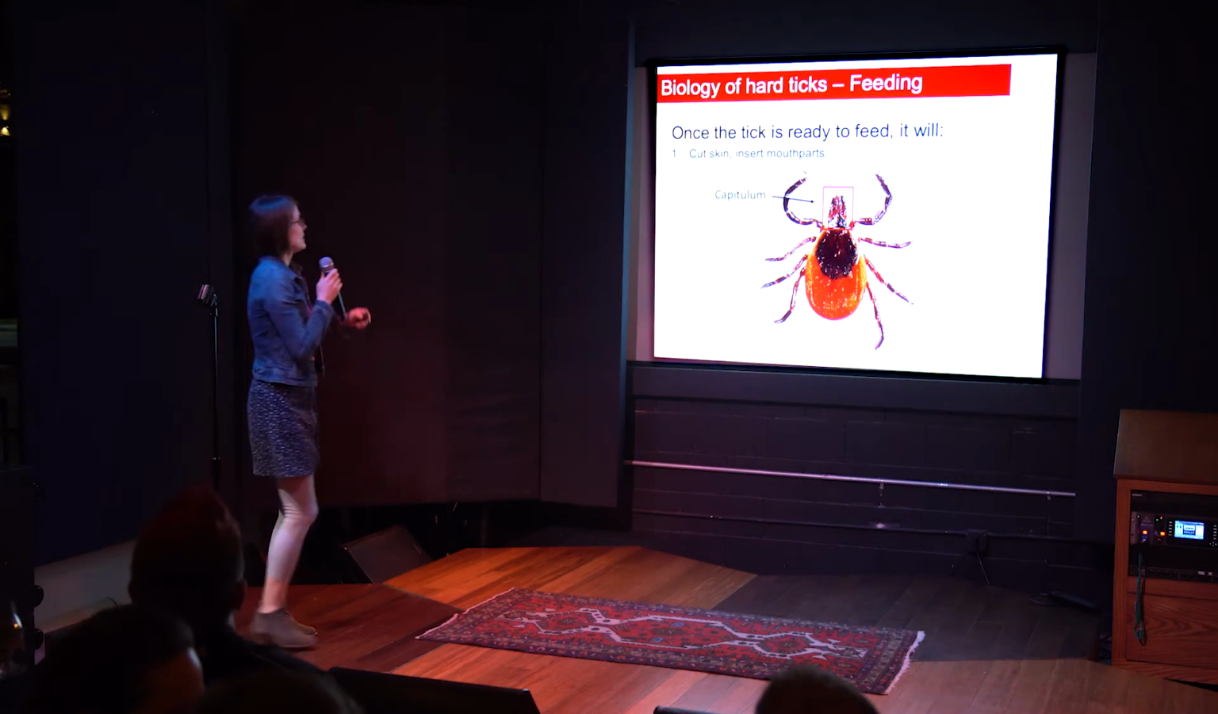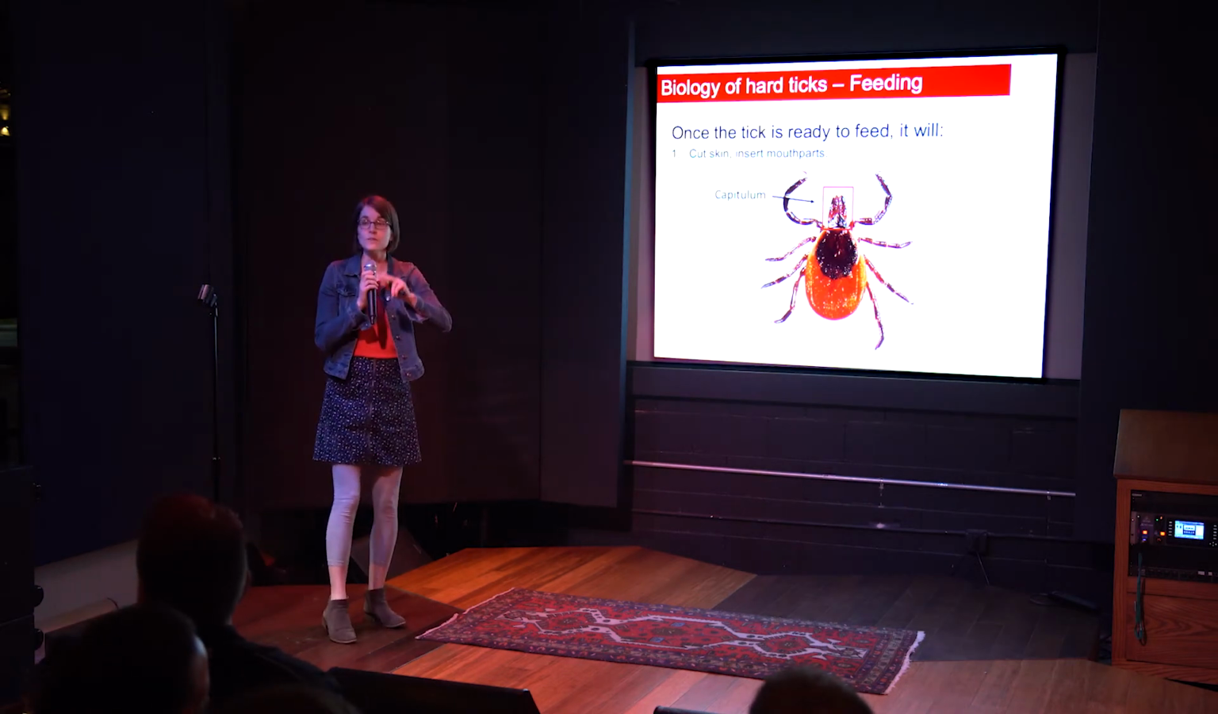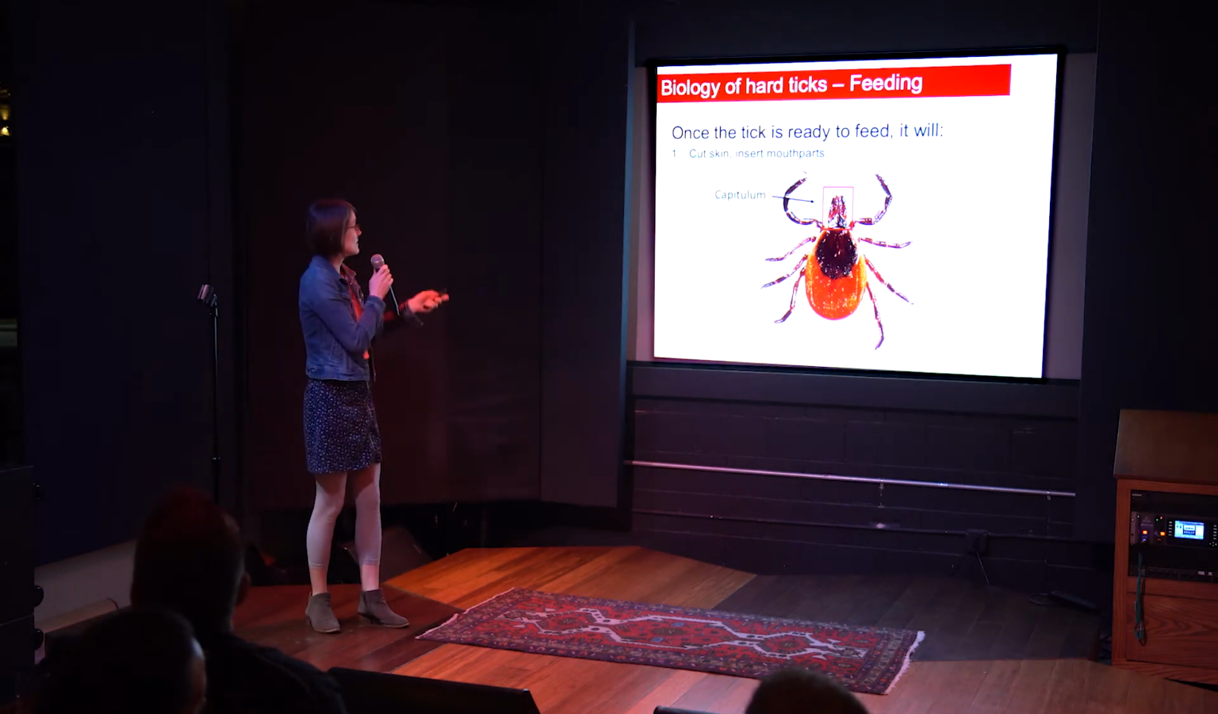So what happens once a tick finds a host? Once it finds a host, it feeds, right? So it does this by cutting the skin. Well, first of all, it crawls around until it finds a place that it really likes. So they look for somewhere that's warm and moist and dark. On people, it's often your shirt collar or in your hair, along your hairline, where your socks meet your legs or where your pant line meets your waist. And they'll nestle in there, and then they cut the skin and they insert their mouth parts.